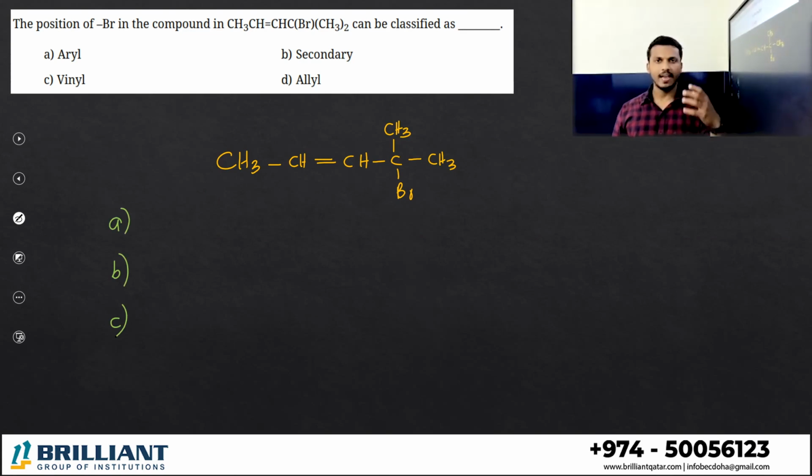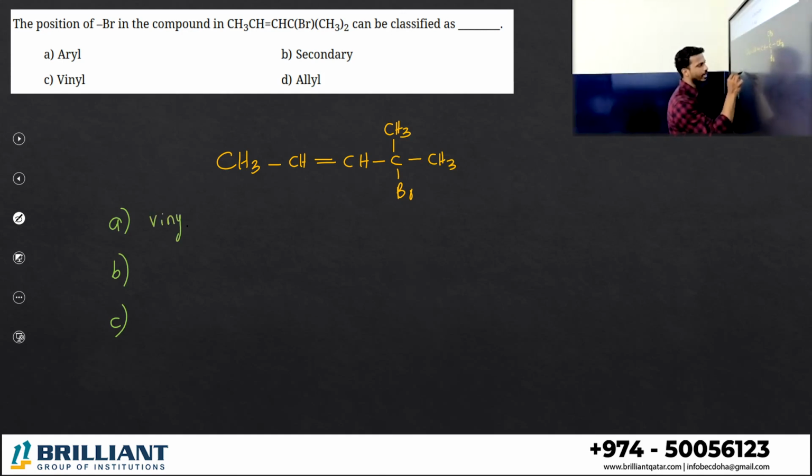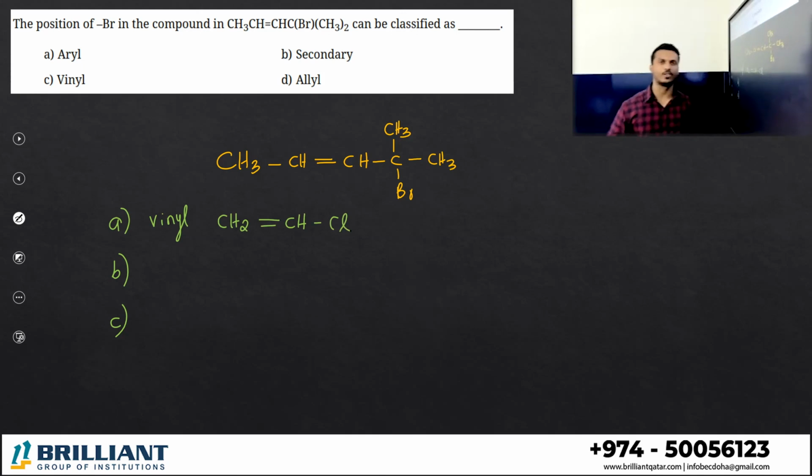Vinyl, allyl, benzyl. What is the vinyl group? Vinyl group means CH2 double bond, CH single bond. It's called vinyl. With a halogen, for example chlorine, this is called vinyl chloride.